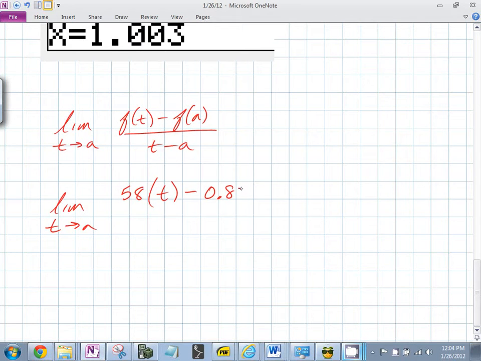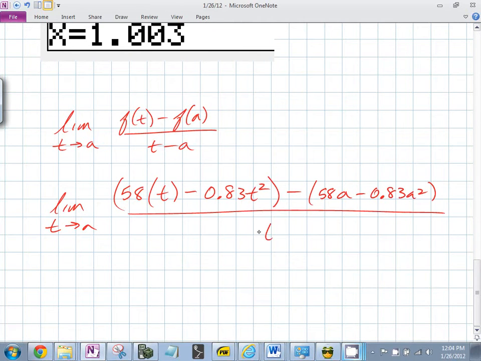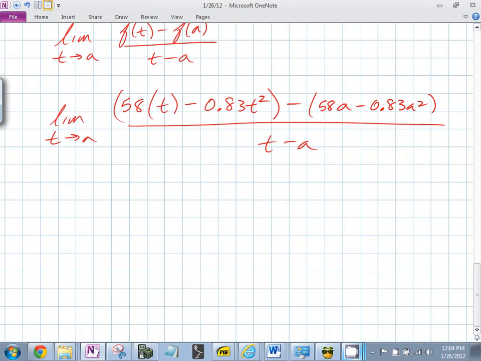58a minus 0.83a squared, all over t minus a. So can we plug in a into t right now? No, because we'd end up with 0 in the denominator, which makes us really cranky because you'd have to divide by 0, and you don't like that. So now you need to find some way to factor that terrible numerator.